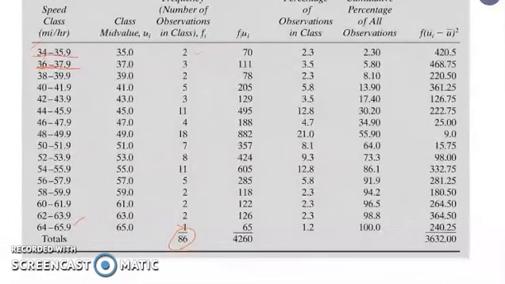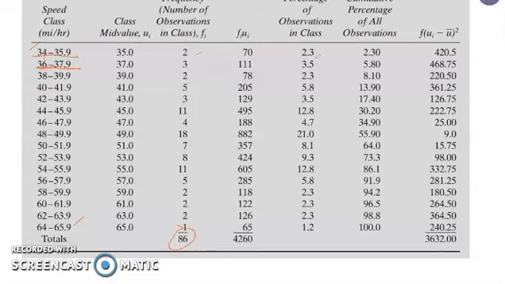Then you have the fourth column, which is f sub i. You simply have to multiply it times u sub i. Then percentage of observation in class, you simply have to divide. So that's 2 divided by 86, so that would be the result. 3 divided by 86, and so on and so forth.